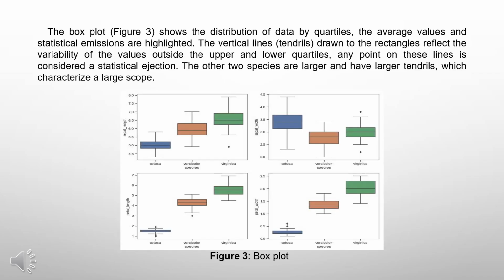The box plot, Figure 3, shows the distribution of data by quartiles. The average values and the statistical outliers are highlighted. The vertical lines, whiskers, drawn to the rectangles reflect the variability of the values outside the upper and lower quartiles. Any point on these lines is considered a statistical outlier. The other two species are larger and have larger whiskers, which characterize a large range. Figure 3, box plot.